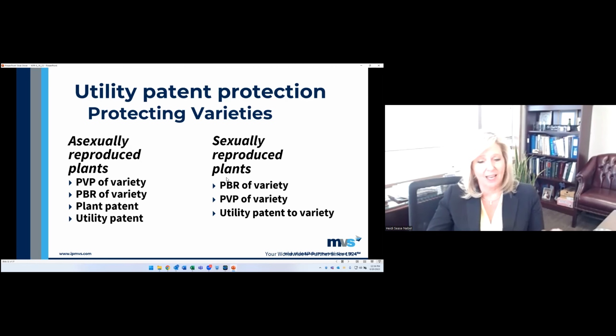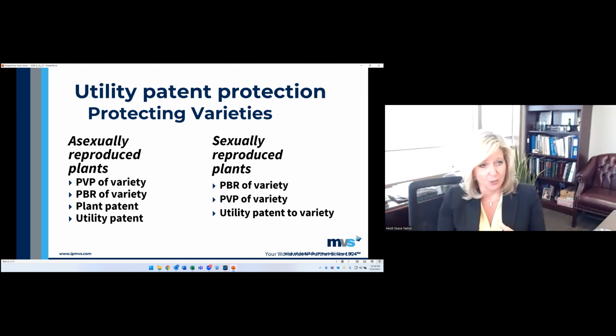So when looking at all of the different routes of protection that are available, you can see that there are a lot of different options for anyone to consider when they're looking at protecting a plant variety. If it's an asexually produced variety, you can get a PVP. You can get plant breeders' rights if you want to file internationally. You can get a plant patent under the 1930 Plant Patent Statute, or you can get a utility patent.